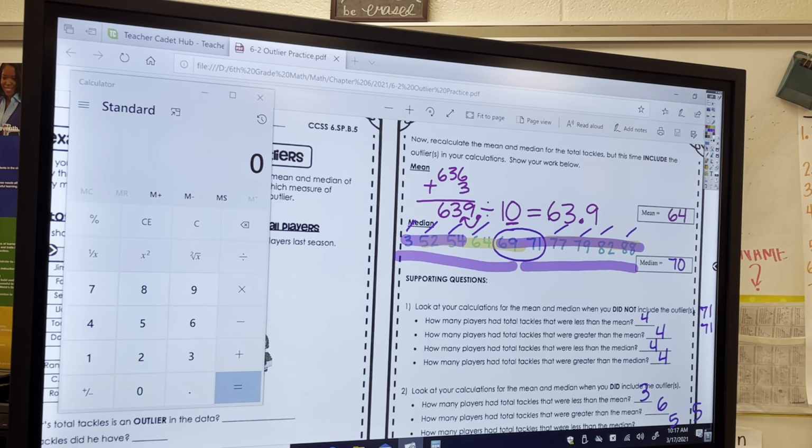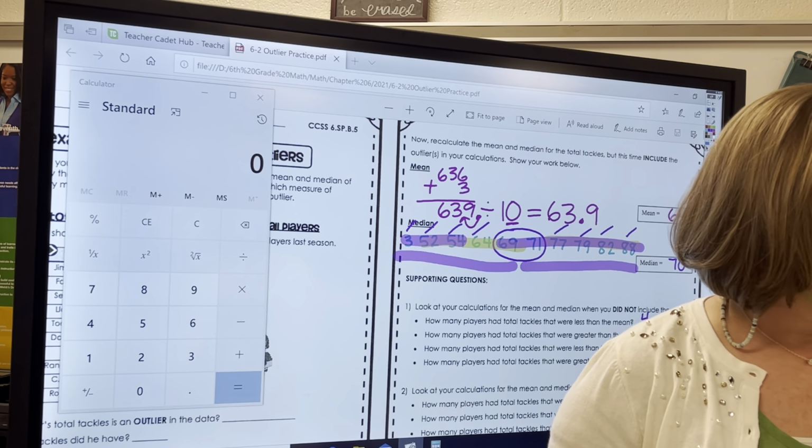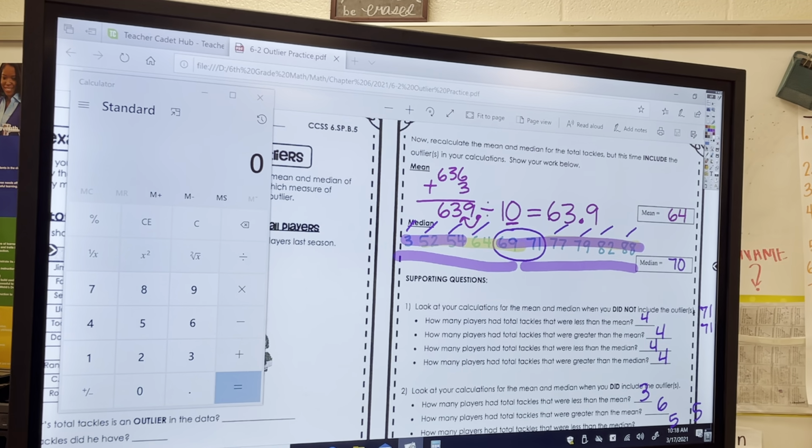So let's look at number 3. Look at your answers for questions 1 and 2. If you wanted to accurately represent the number of tackles that a typical Wildcats player made for the season, should you use the mean or the median to report the data? Justify your answer with supporting details. So if we wanted to know accurately how much a typical Wildcats player tackles during a season, should we use the mean or the median?